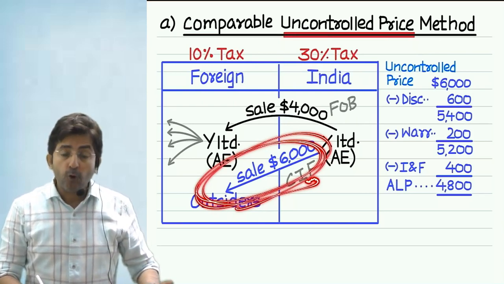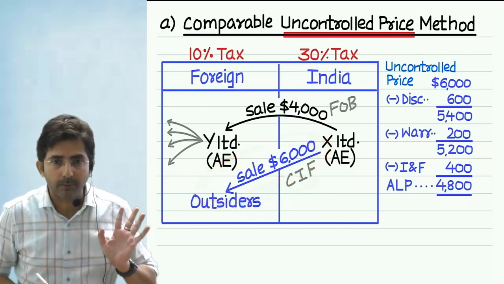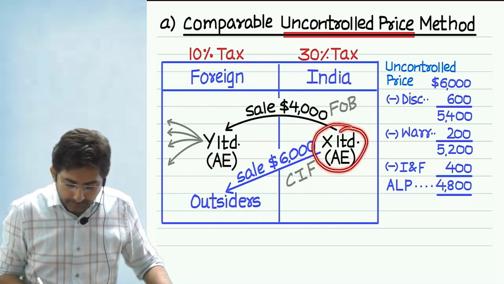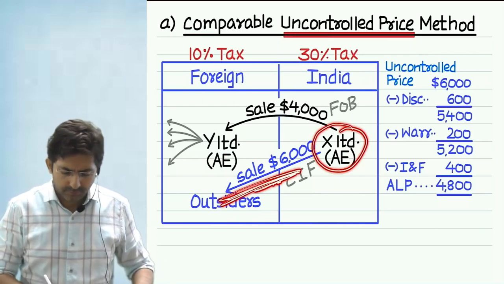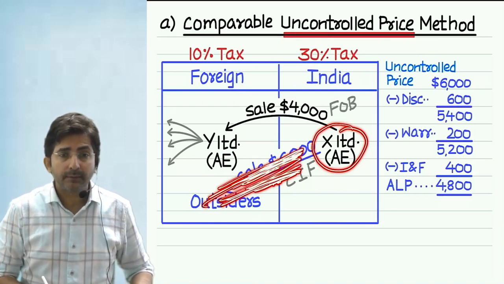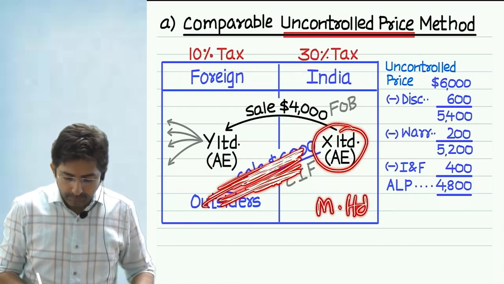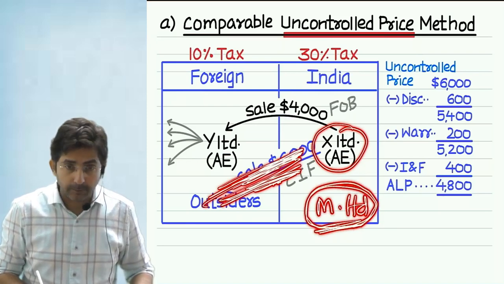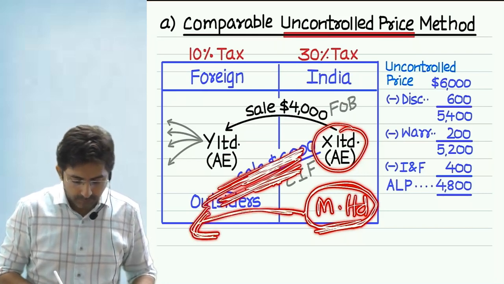But before going to the other method, there is one technique over here, in case you feel that 6,000 is not available. See what the technique is. If we do not know at what price X Limited is selling to outsiders, then the other option is to check the competitors of X Limited. Say, for example, there is one competitor, M Limited, in a similar business to X Limited. We will check the price charged by M to its customers.